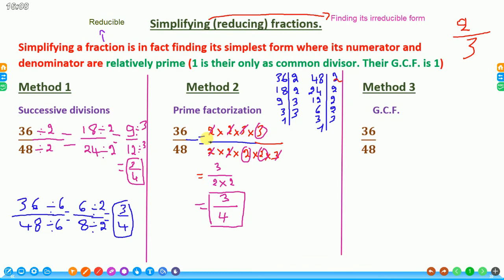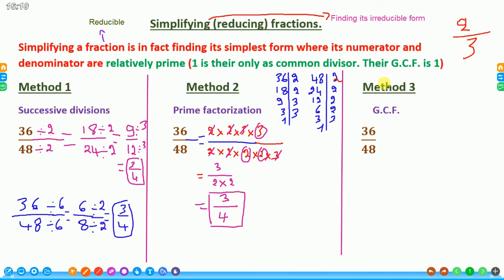So in this method, I cross the common factors, and the remaining factors I copy them, and in case there's a product of numbers, I find its value, and the obtained fraction will always be an irreducible fraction.